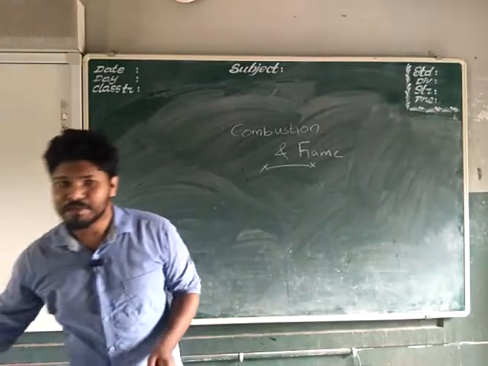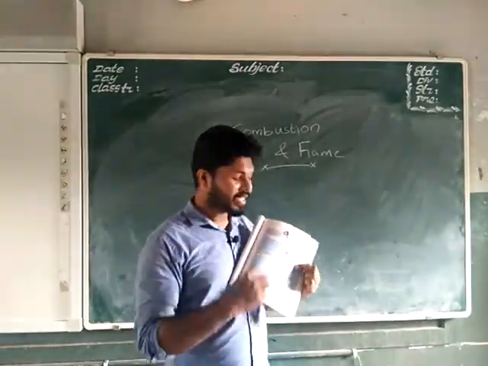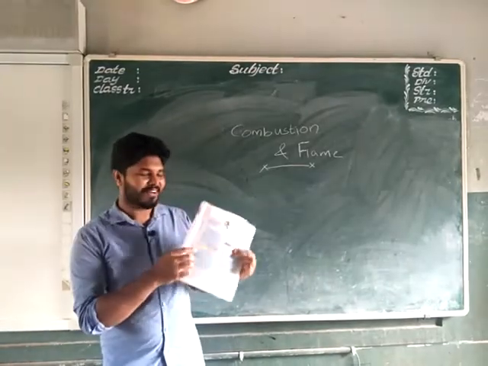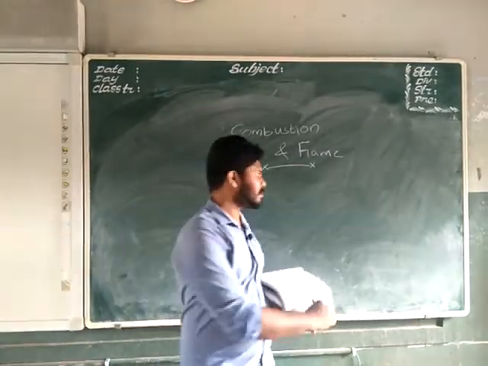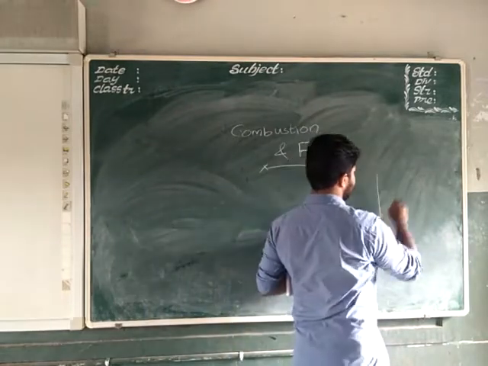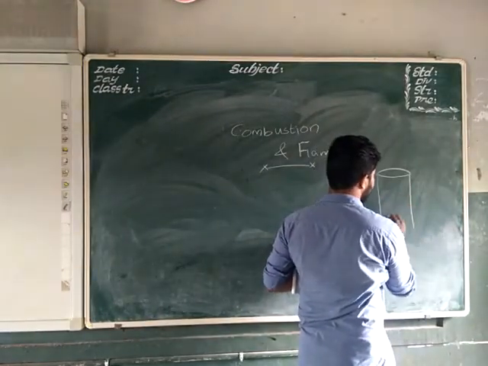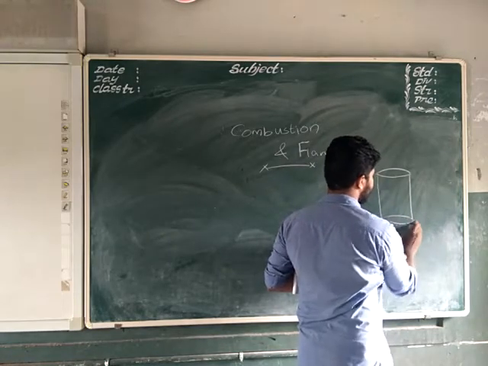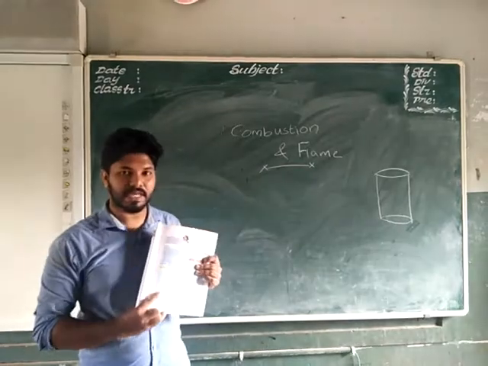Okay, that's all about activity 6.1. Now moving to activity 6.2. Here you have to take one candle with you. One chimney means a glass which has two sides open. Okay, two sides are open for this glass chimney. Inside that we are placing a burning candle.